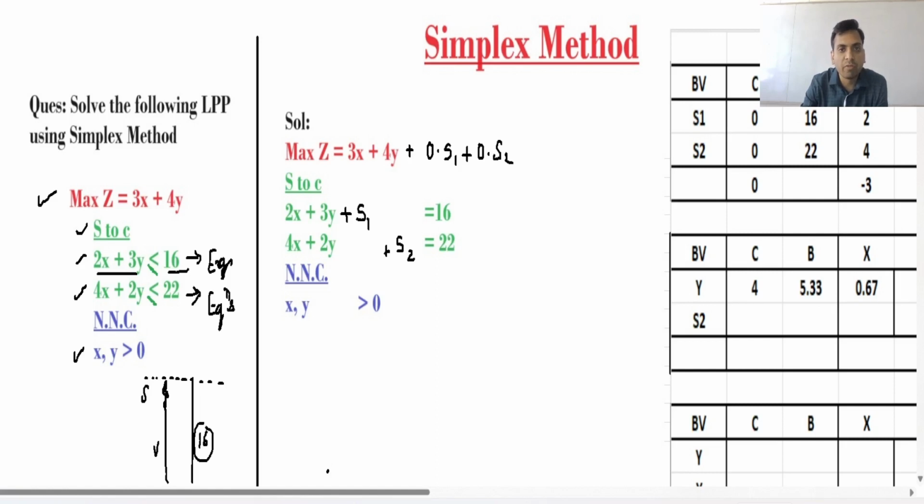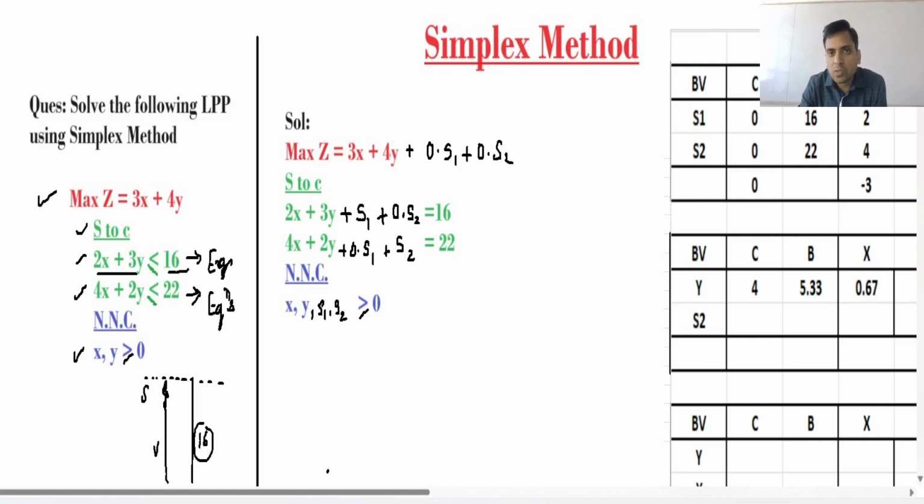As there are a total of 4 variables x, y, S1, S2, we need to add all these 4 in the constraints also. So in the first constraint, we will include 0 into S2, and in the second constraint 0 into S1. And the non-negative constraints are now S1, S2, and both are greater than or equal to 0.